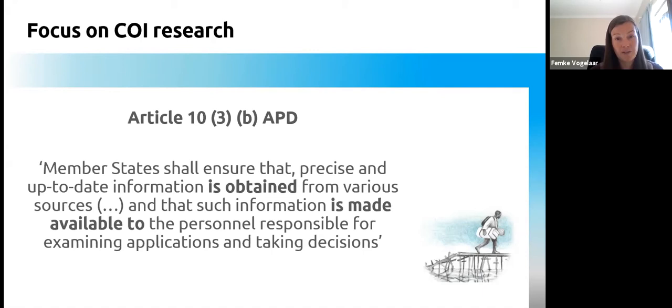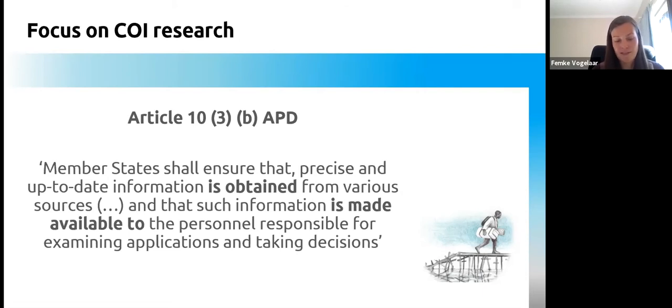Then when you look at Article 10.3b of the recast Asylum Procedures Directive, it also has a focus on the research side of things. It includes the duty to obtain or collect precise and up-to-date information from various sources and to make that information available to the personnel responsible for examining applications and taking decisions. The emphasis is on the collection of the information by the member state. Article 10 does not stipulate any principles or standards with regard to how the information should actually be assessed during the process of examining an application or taking a decision.